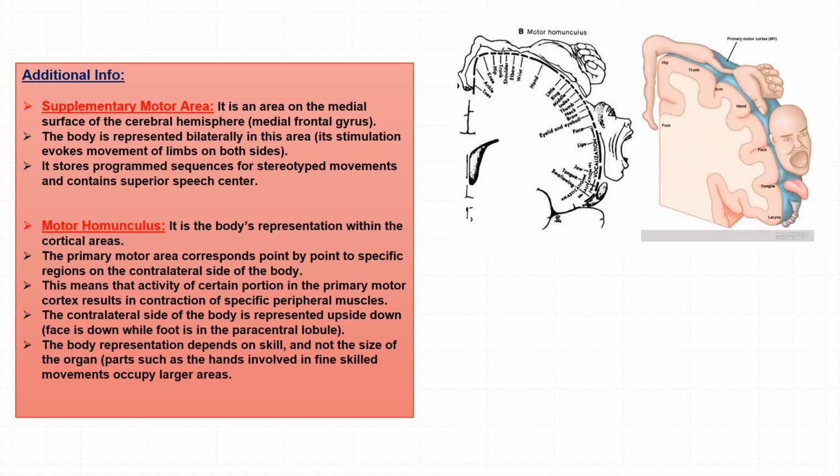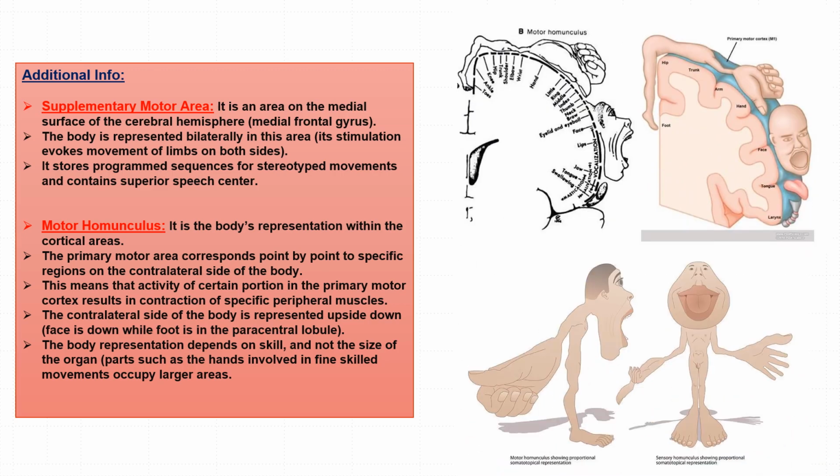In this slide, we're going to see something called the motor homunculus. What exactly it is, is the body's representation within the cortical area, and these pictures show what the motor homunculus would be. Now, as you can see in the picture, as we move from the medial aspect to the lateral aspect of the primary motor cortex, you'd be moving from your lower body over here to your upper extremity and your face over here.